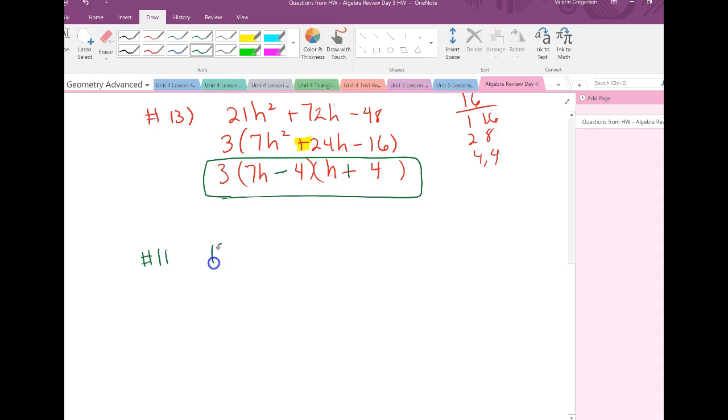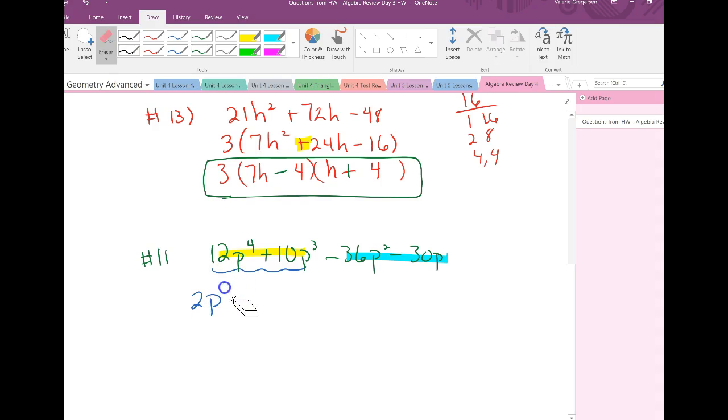The problem is 12p to the fourth plus 10p cubed minus 36p squared minus 30p. Now, factoring by grouping is you put your four numbers in groups of 2. So I'm going to look at these two together. I'm going to look at these two together. So when I do that, I look at this first one for a greatest common factor. Well, the largest or greatest common factor I can take out is going to end up being a 2p cubed, which leaves then a 6p plus 5.